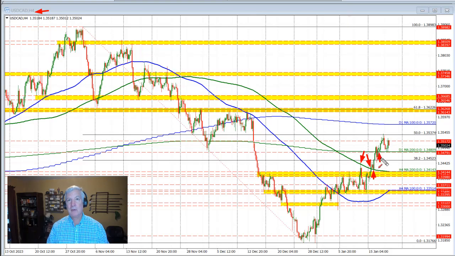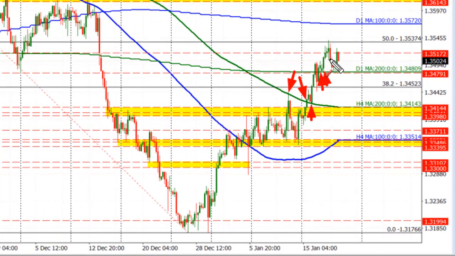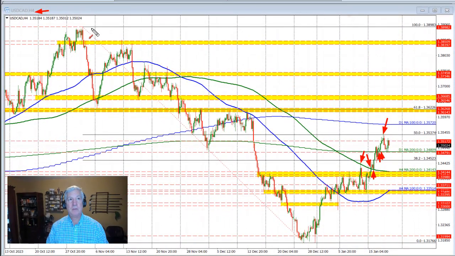But then we started to find support buyers against that level. That was a clue that the price had more buying interest, and the price moved higher. Now, yesterday's high came up to the 50% midpoint of the move down from this high right here, the end of October, early November high, down to the low price that we saw in December. And we found willing sellers against that level.